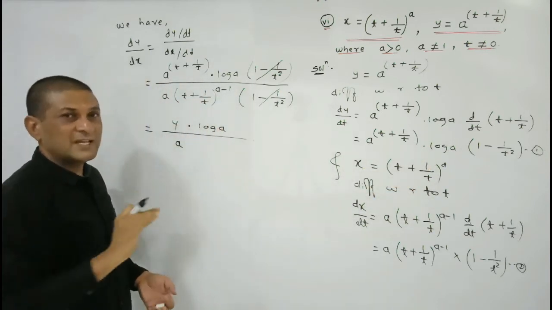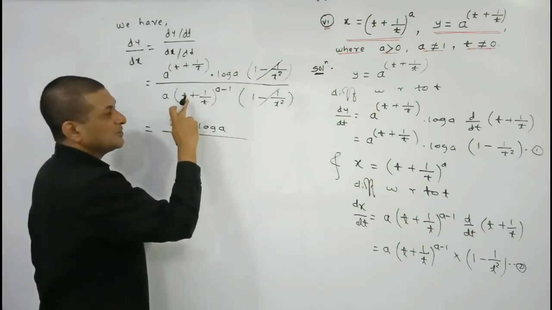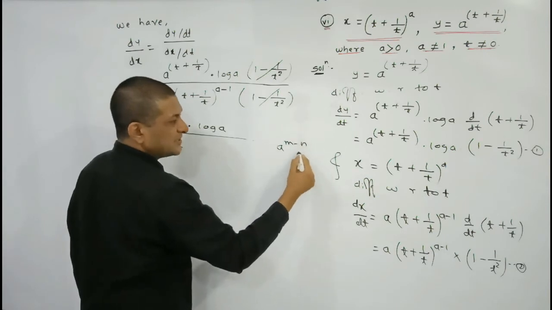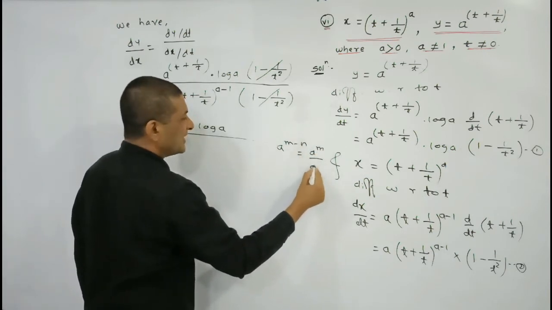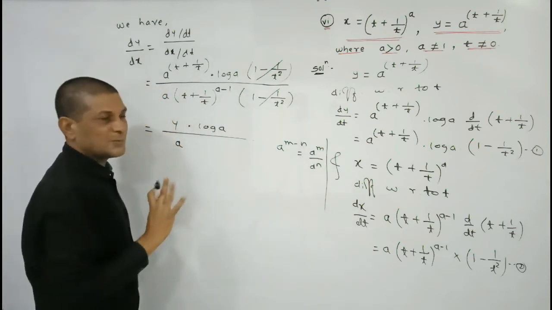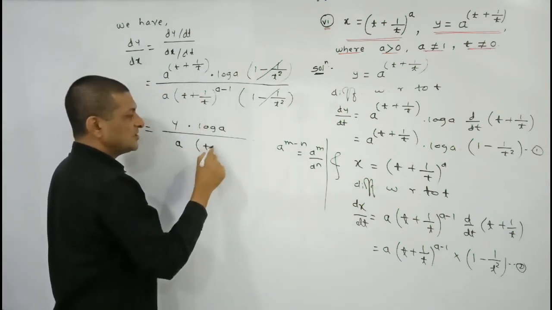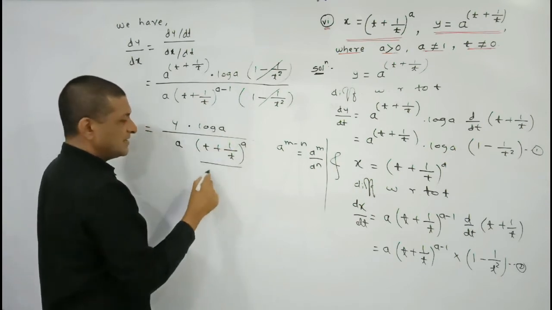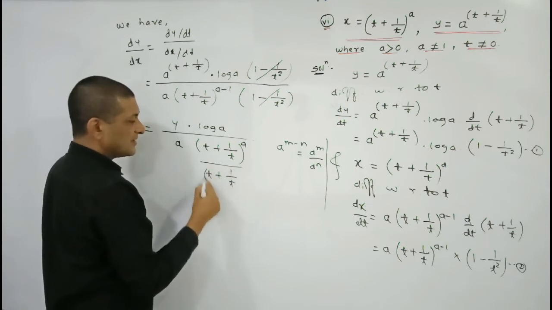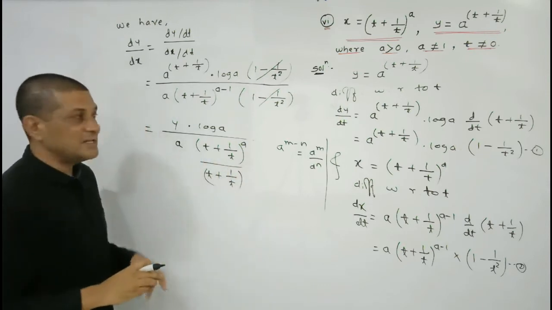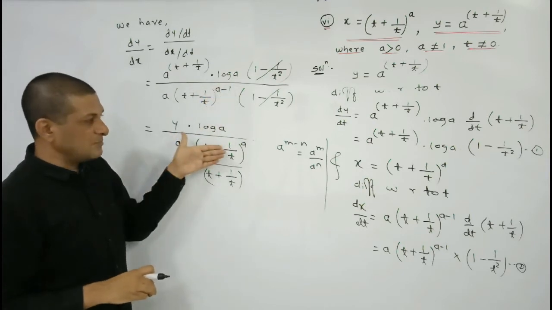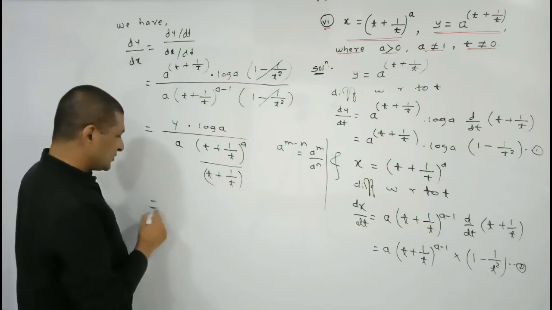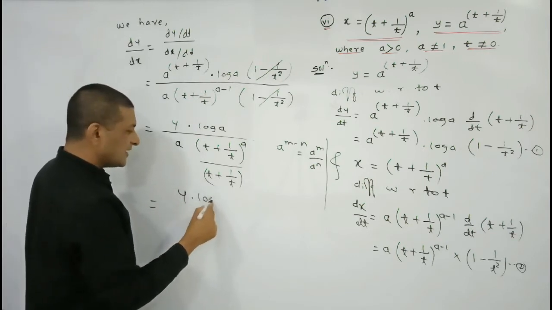That's why we are simplifying it, applying laws of exponent. So we know that a raised to power m minus n can be written as what? A raised to power m upon a raised to power n according to laws of exponent. So this expression can be written as t plus 1 upon t raised to power a divided by t plus 1 upon t raised to power 1. Not necessary to write 1 here. A raised to power m minus n can be written as a raised to power m upon a raised to power n. So here, y into log a, keep it as it is.